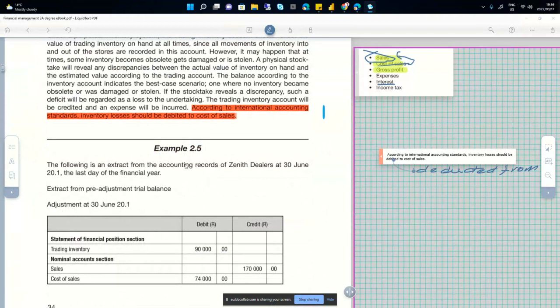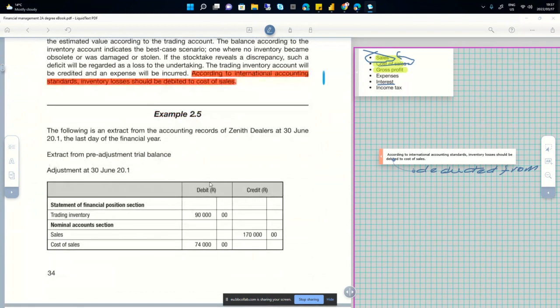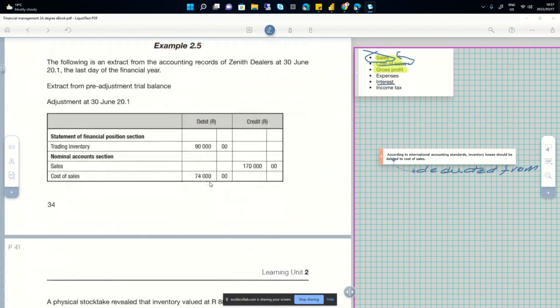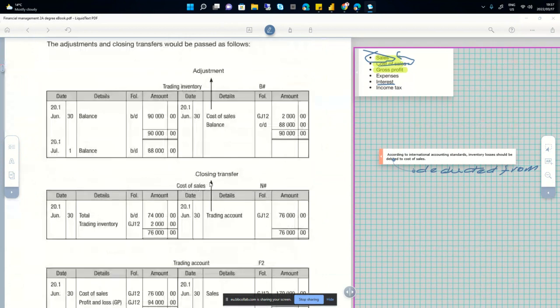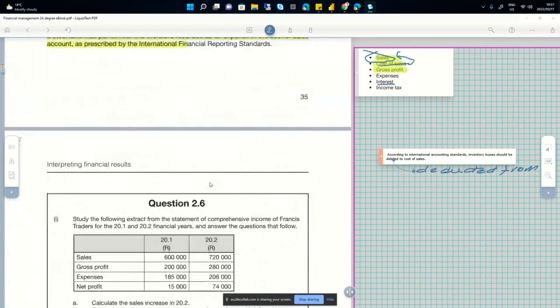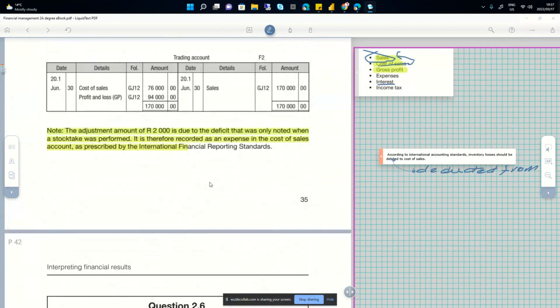The same is true for shrinkage. Shrinkage, inventory losses, should be debited to cost of sales. I know it's difficult sometimes, the debited and credited. So according to the International Accounting Standard, inventory losses should be debited to cost of sales, deducted from the cost of sales, because it's not going to be used. It has disappeared, so we need to deduct that from the cost of sales.